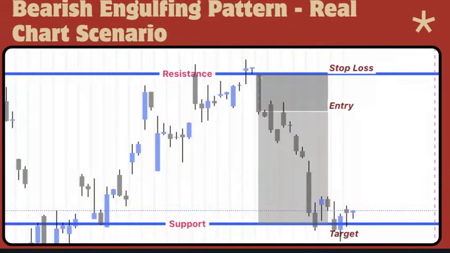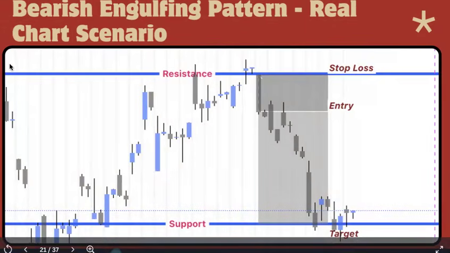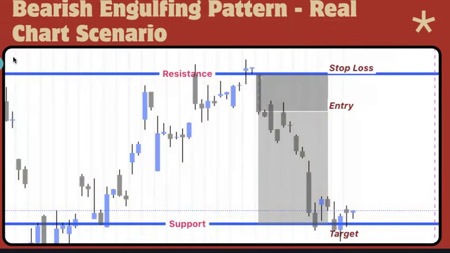Let's look at the real chart scenario. So this is your shooting star. This is the bearish engulfing. You'll enter at the pullback. Stop loss will be at the top of the shooting star. And target will be at support.